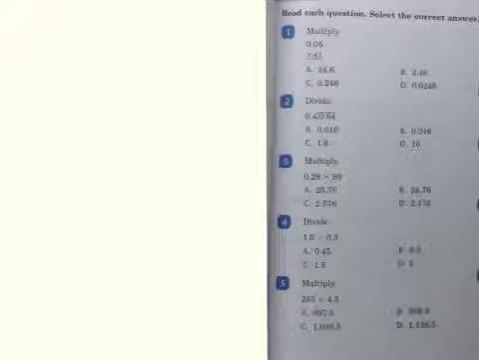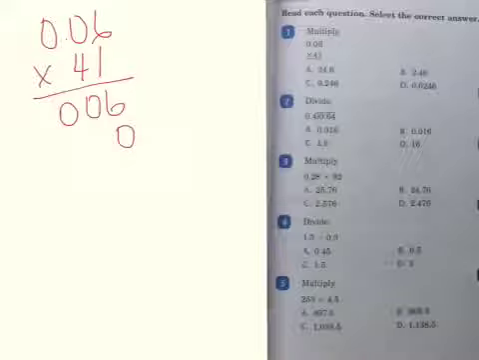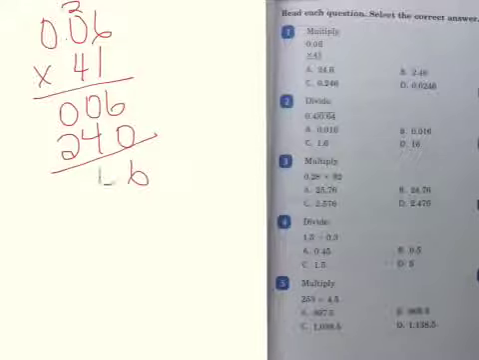Okay, and so in our instructions it says read each question, select the correct answer. Okay, so let's work out number 1 really quickly. So we know, let's go ahead and work this out. So 1 times, so we're just going to do 0, 0, 6. Then we're going to multiply times the 4. So 4 times 6 is 24. And then 4 times 0, 0 is 2. So we know 4 times 0 is 0. So let's go ahead and add this. Then we're going to count our decimal places. And so that's where we come up with 2.46 as our answer B.